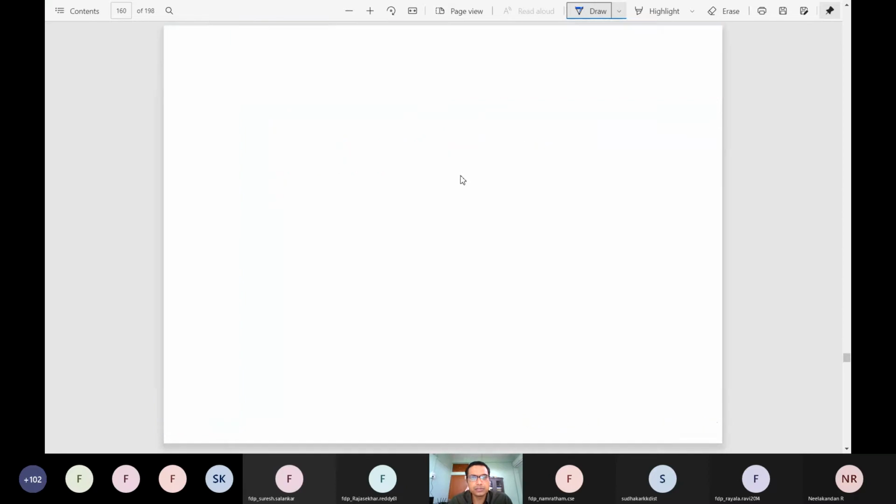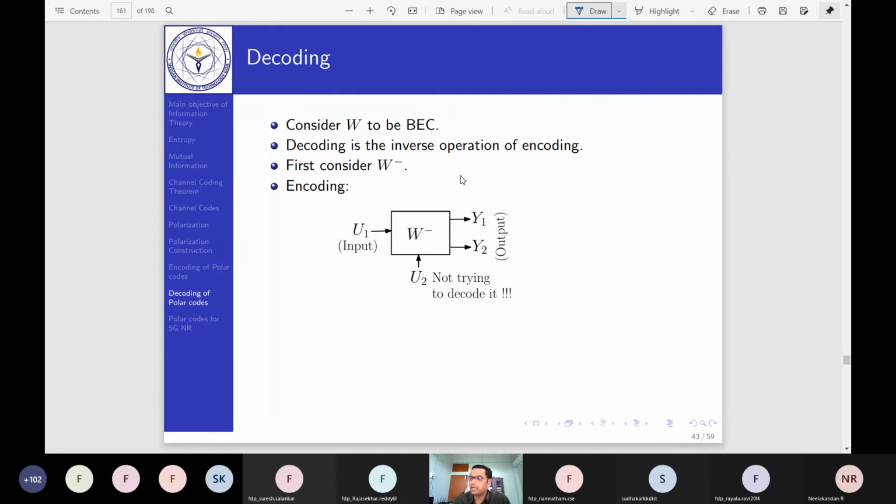First, consider W minus. What was the encoding? U1 is the input for W minus. U2 is also an input, but we are not bothered about U2. These are the outputs. Y1 is equal to U1 plus U2, and Y2 is equal to U2, because this is a binary erasure channel only. So the decoding has to be the inverse of this.